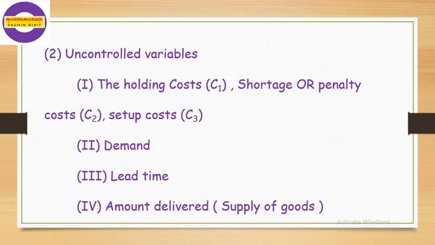The next uncontrolled variable is amount delivered or supply of goods. The supply of goods may be instantaneous or spread over a period of time. If quantity Q is ordered for purchase or production, the amount delivered may vary around Q with a known probability density function. These are all the uncontrolled variables.